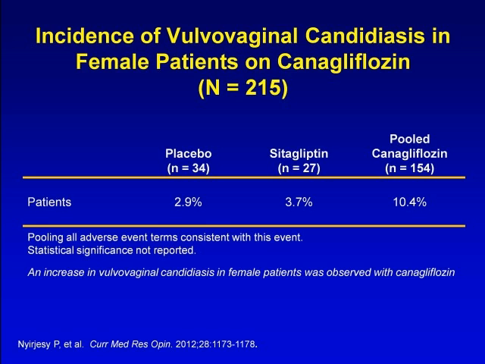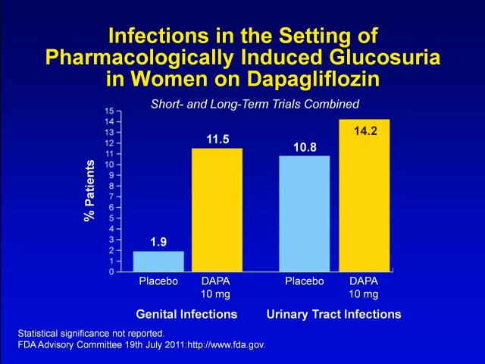Here's the incidence of vulvovaginal candidiasis in female patients treated with Canagliflozin and compared with placebo and sitagliptin, the latter two being equal at about 3%, whereas it was significantly more at 10.4% with Canagliflozin. And this has been looked at in another trial and presented at the FDA on the rates of genital infections and urinary tract infections with Dapagliflozin. The increase in urinary tract infections compared to placebo is actually quite small, whereas the major increase appears to be in terms of genital mycotic infections.